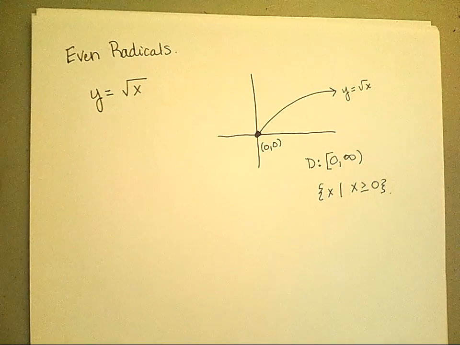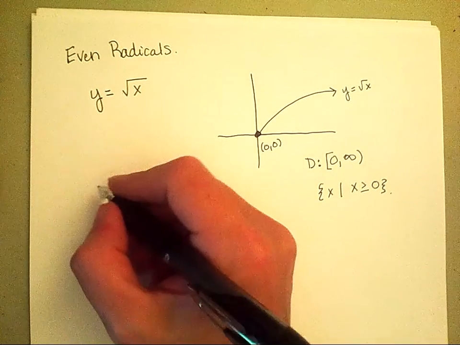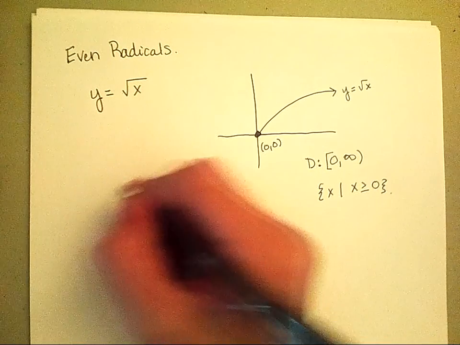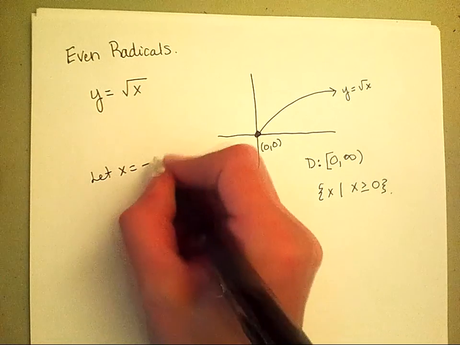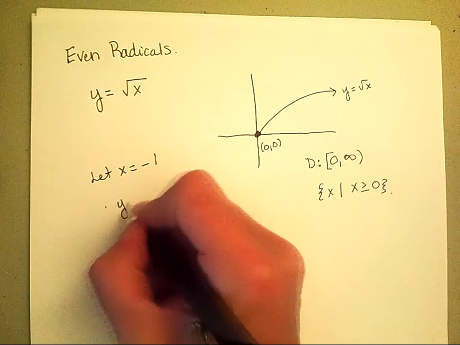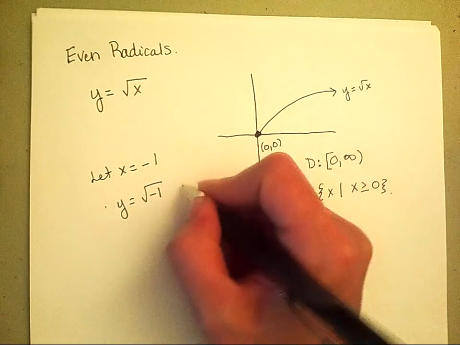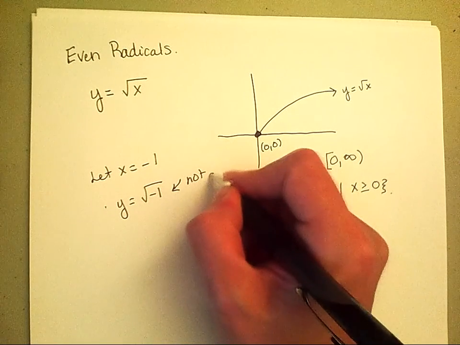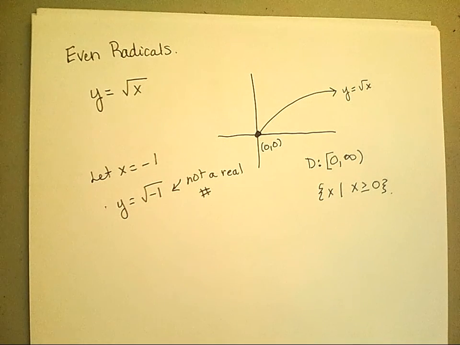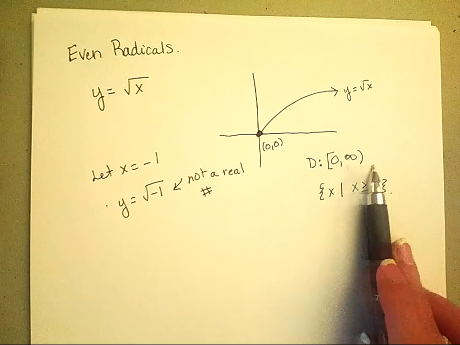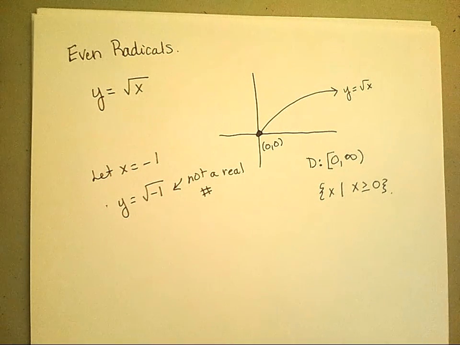And why is that? Well, it's specifically because if you let x equal -1, then we have y is equal to the square root of -1, and this is not a real number. So it's not a real number. We only graph in the reals, and so our domain stays greater than or equal to 0.